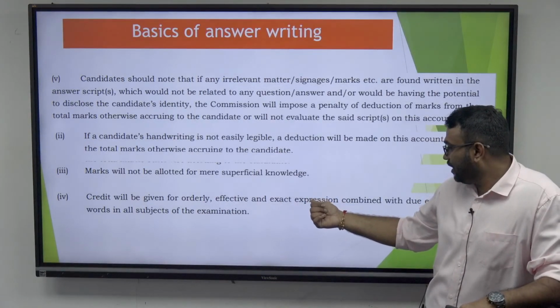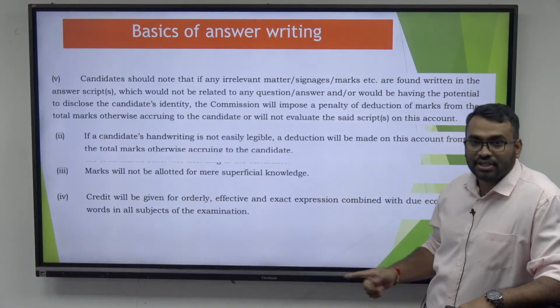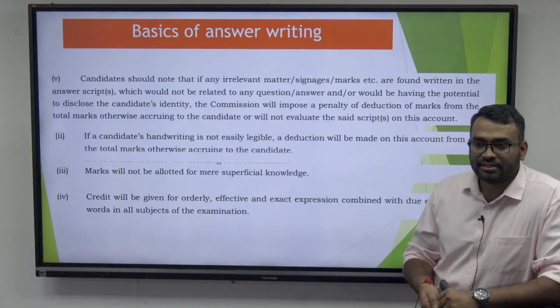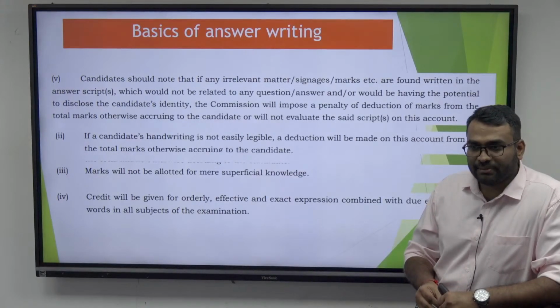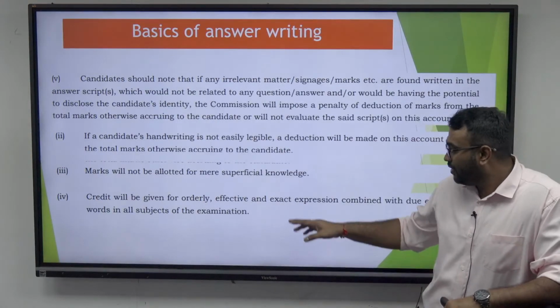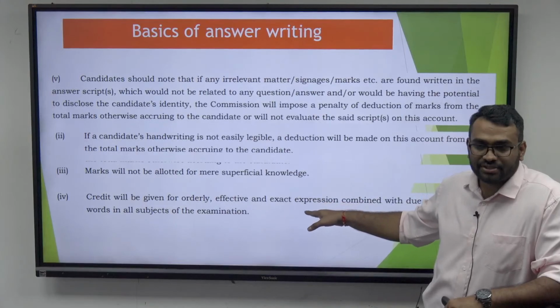Next one is effective and exact expression. That is important, because often what will happen is that a student will give these definitions, but that definition will be a very generalistic thing. Even a layman can write those definitions. Here, what does effective and exact representation mean?